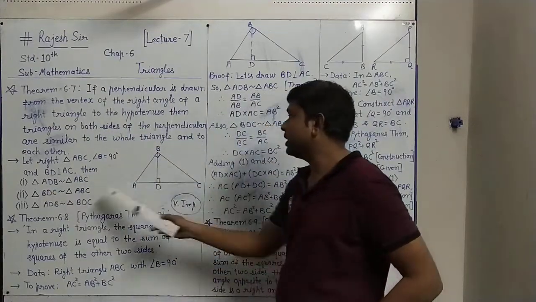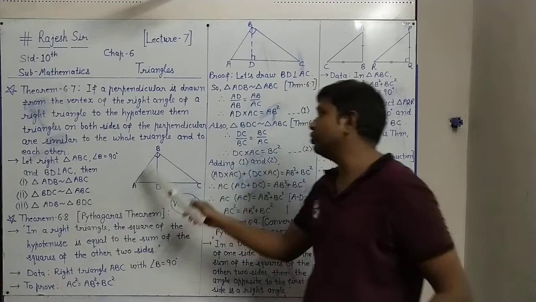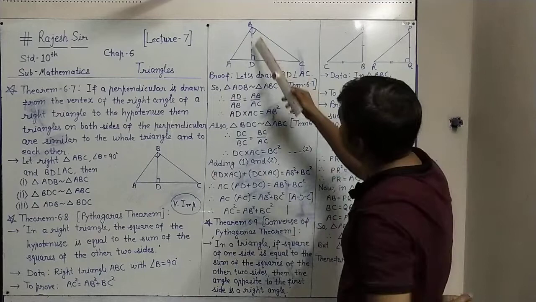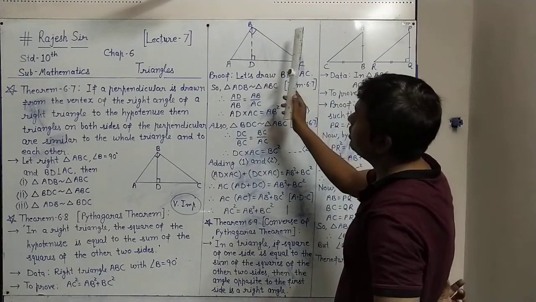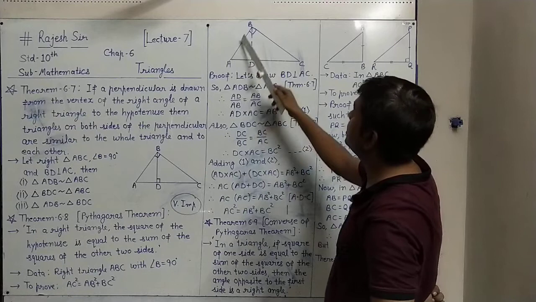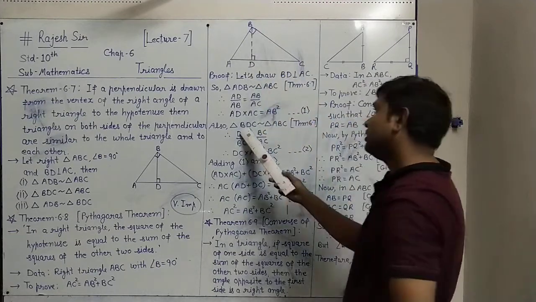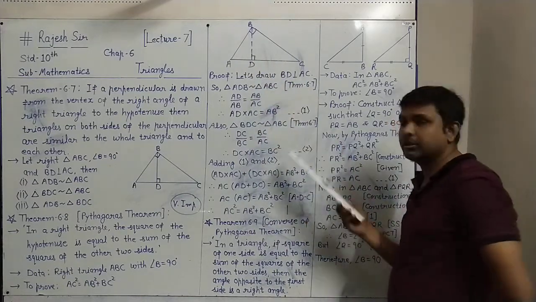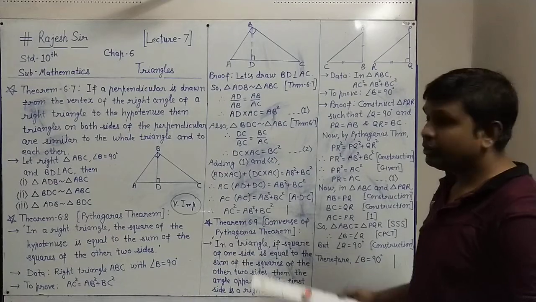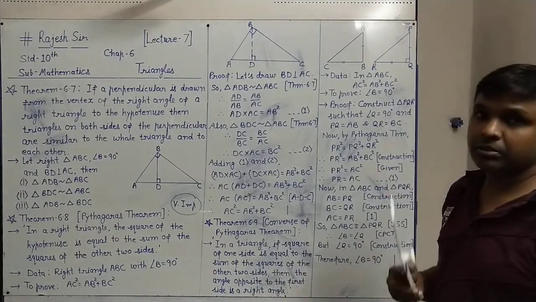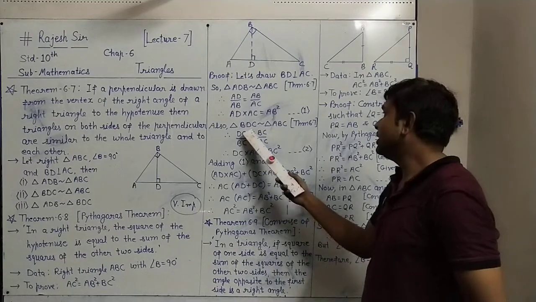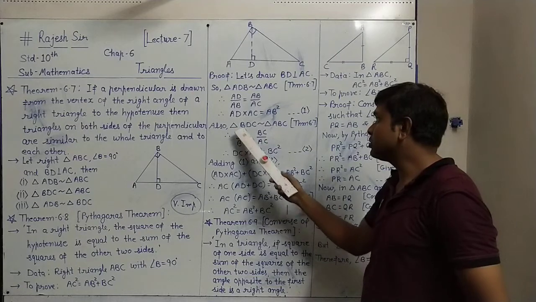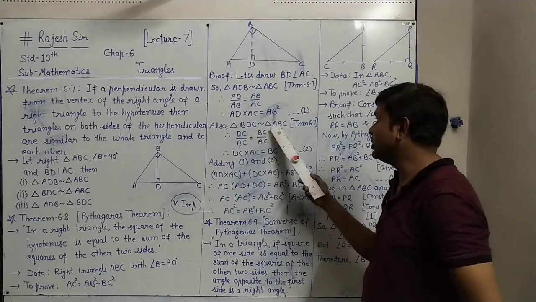The next result is also from theorem 6.7 only. This second part, triangle BDC, is also similar to the whole triangle ABC, because the triangle BDC, the next part of the perpendicular side triangle, is similar to the original whole triangle ABC by theorem 6.7 again. And again by the definition of similar triangles, corresponding sides are in proportion. So we have taken second side upon second side, that is BC upon BC, equals third side upon third side, that is BC upon AC.